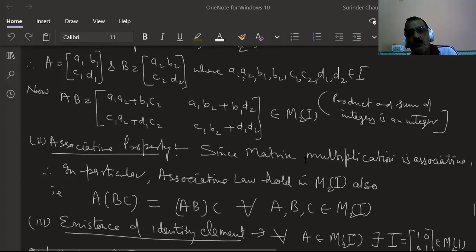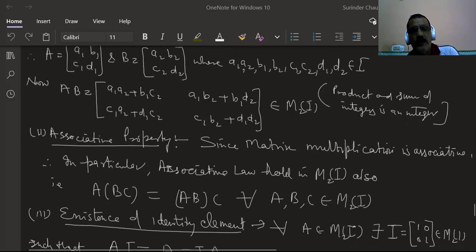Associative property. Since matrix multiplication is associative, in particular the associative law holds in M2I. That is, if you take any three matrices belonging to M2I, then multiplying the first with the product of the second and third, or the product of the first and second with the third, both come out to be the same. This implies the associative law holds in M2I.